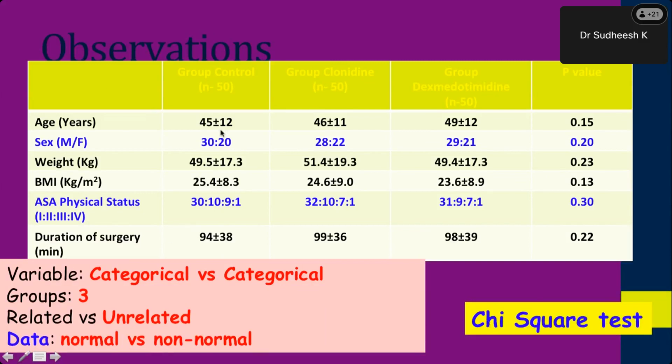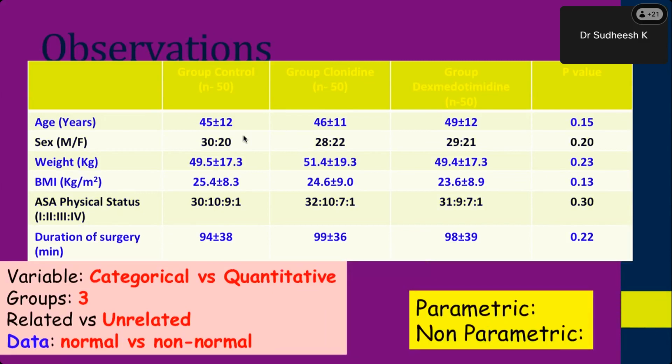Only continuous data is different. Now with this, we are done with the categorical data. We'll move on to the continuous data. In the continuous data, we have age, weight, height, BMI, duration of surgery. Here, how many groups are there? There are more than two groups. The second thing is whether they are normally distributed or non-normally distributed. All these are given as mean and standard deviation, so therefore we assume that they are normally distributed.